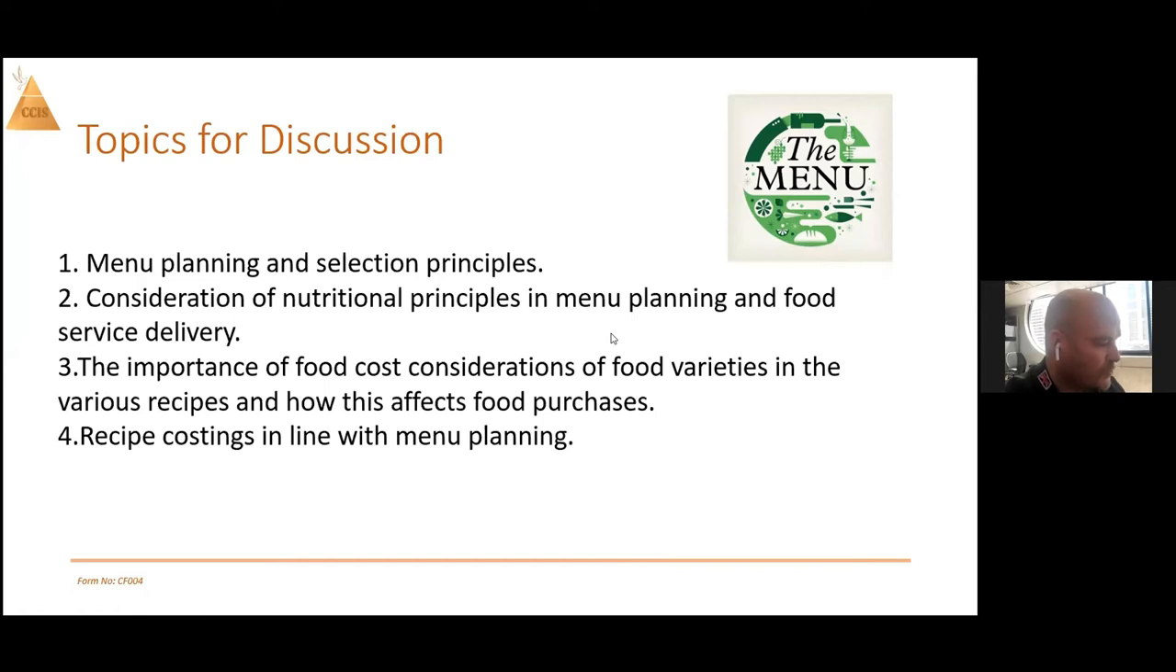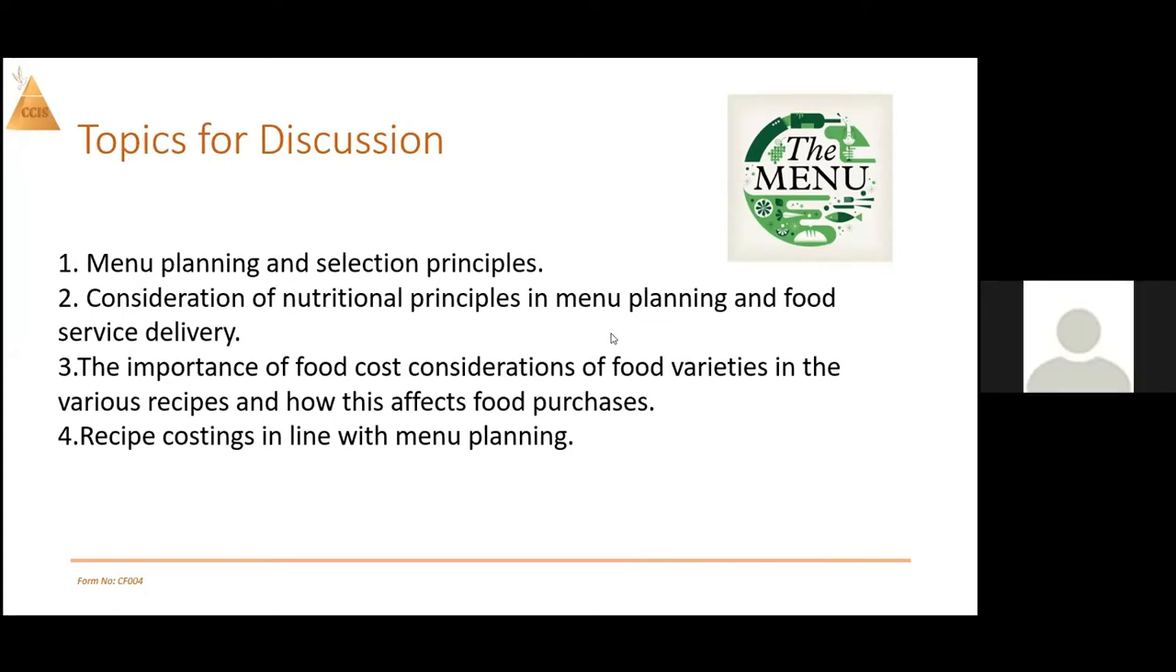Then also we'll look at the nutritional side. Obviously, we can't just do a menu with a lot of fat, or a menu with a lot of sugar, or a menu with only protein. So we have to look at what the nutrition is, because what is a menu? Menu is food. What is food? Food is there to actually nourish people.